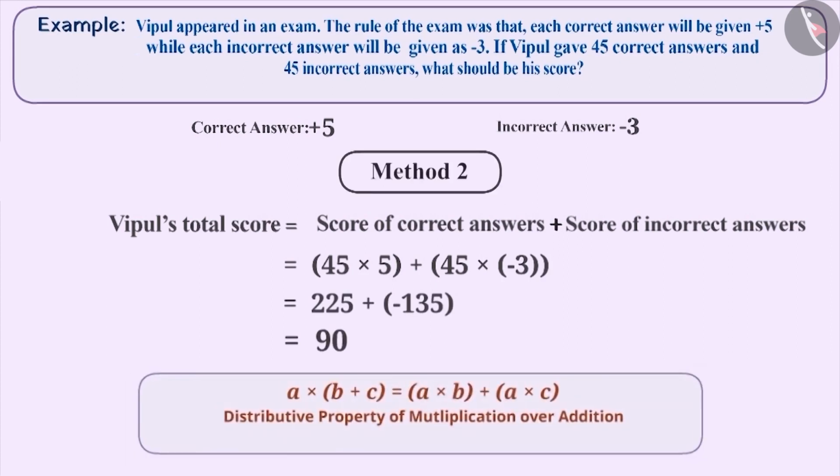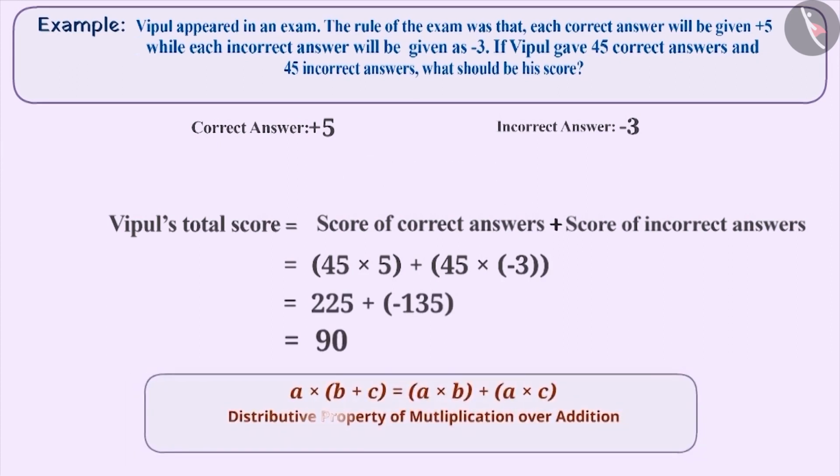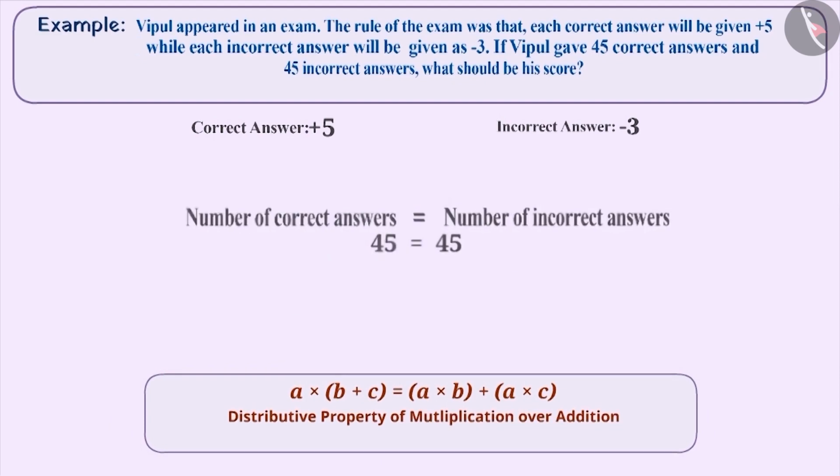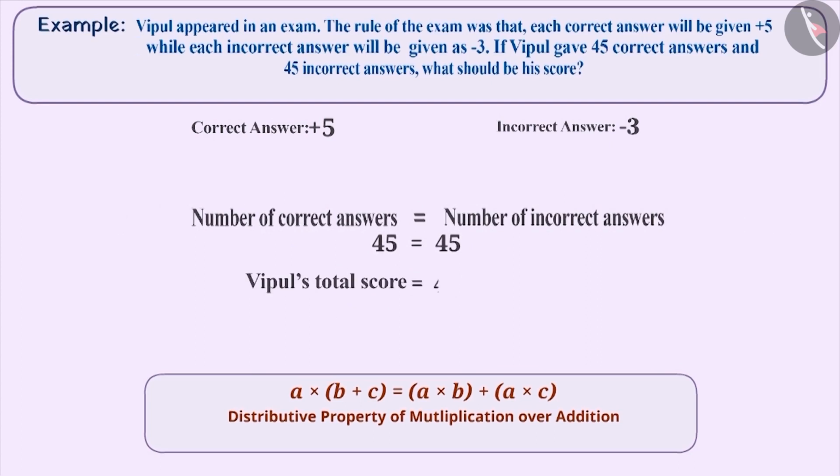But we can solve this in an easier way with distributive property of multiplication over addition. Since the number of correct and incorrect answers is equal, we can say that Vipul's total score is equal to 45 multiplied by 5 plus -3 is equal to 45 multiplied by 2 is equal to 90. As you can see, by using the distributive property, we can easily find out the result in such situations.